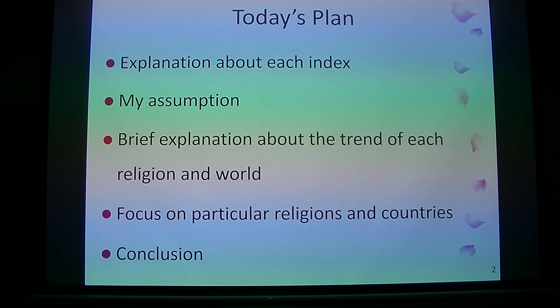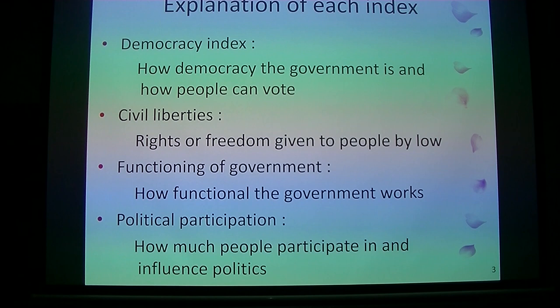So first, I would like to explain the variables that I used. The first one is democracy index, and it shows how democratic the government is and how people can vote. So the higher the democracy, the higher the chance people can vote. The next one is civil liberties. This is the rights or freedom given to people by law or legislation, allowing individuals to be free to speak out, think, and assemble without any government restraint. And then the third one is functioning of government, and that shows how functional the government is.